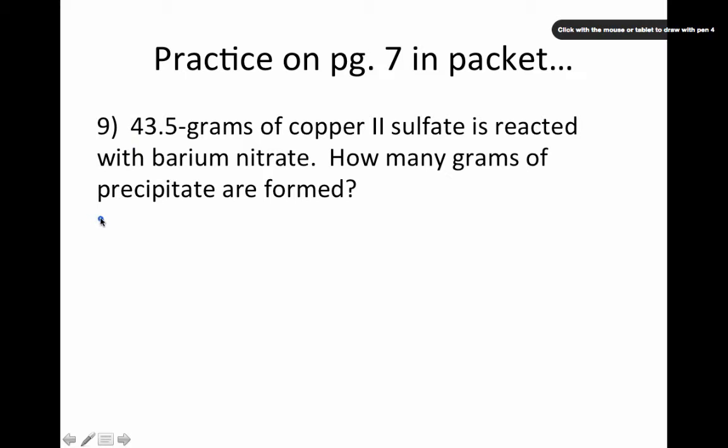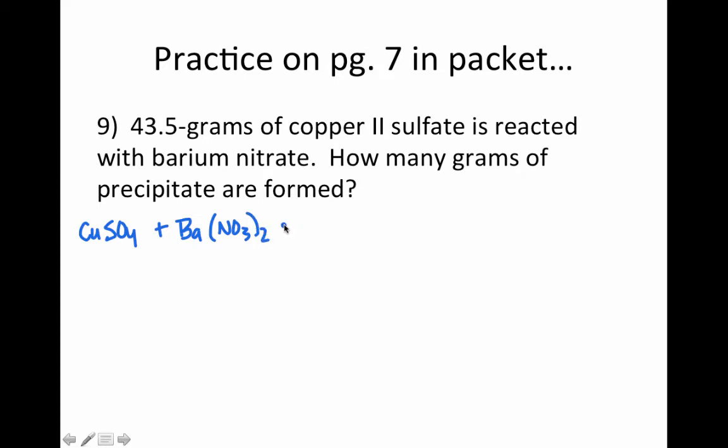43.5 grams of copper 2 sulfate is reacted with barium nitrate. So let's see, copper 2 sulfate, so that'd be CuSO4 plus barium is a 2 plus, nitrate is a 1 minus. Again, I said I wasn't going to spend a ton of time on the equations in this video just to keep it moving. Double replacement reaction, so we're going to do CuNO3 2 plus BaSO4. Balance, let's see, copper, sulfate, barium, nitrate looks good. Let me double check those charges, 2 plus 2 minus, 2 plus 1 minus. Okay, so how many grams of precipitate are formed?